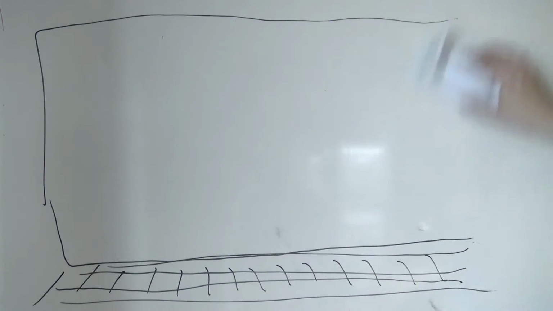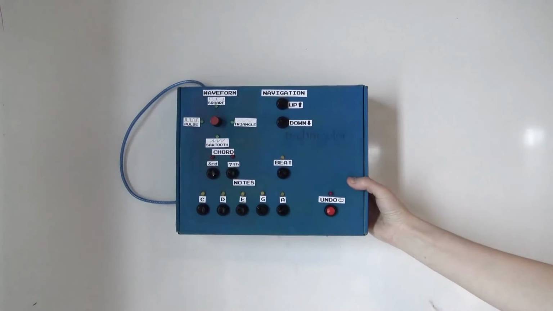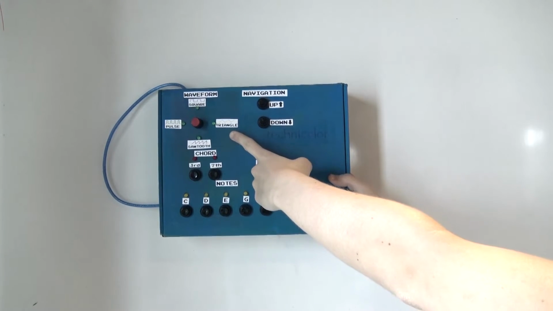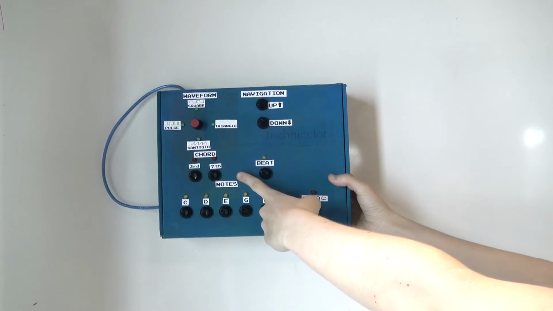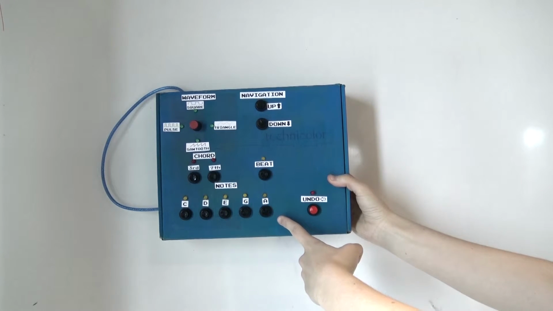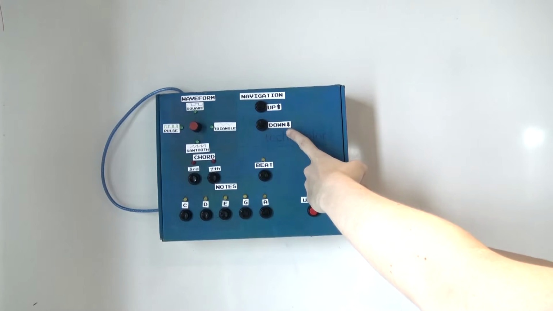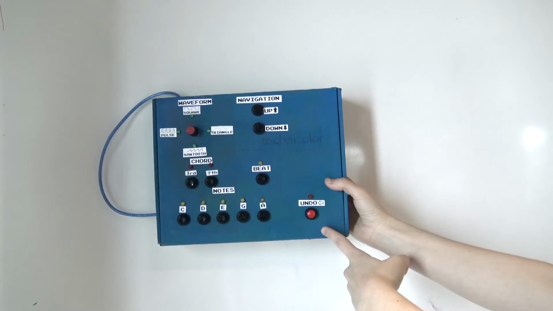To control the solar system and create and synthesize the music, we designed a physical interface. This physical interface will let you select a waveform, pick a chord, spawn notes, create a beat, navigate through the solar system, and finally undo your recent action.